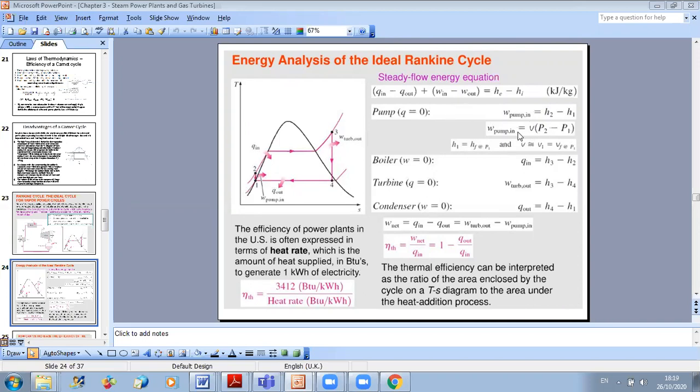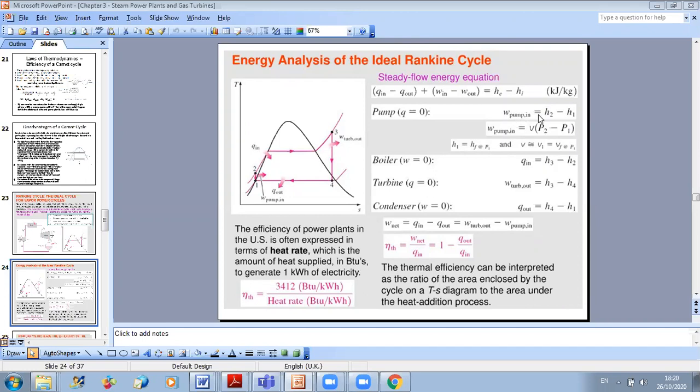To find the work of the pump, all you need to know is what are P1, P2, and the specific volume. And for the specific volume, you can get it from the tables. We will do a lot of examples on this. You go to the tables, you say point 1 is on the saturated liquid curve. So I will take for the specific volume the value at the saturated liquid, and in general P1 and P2 are given, so I can find the work in the pump.